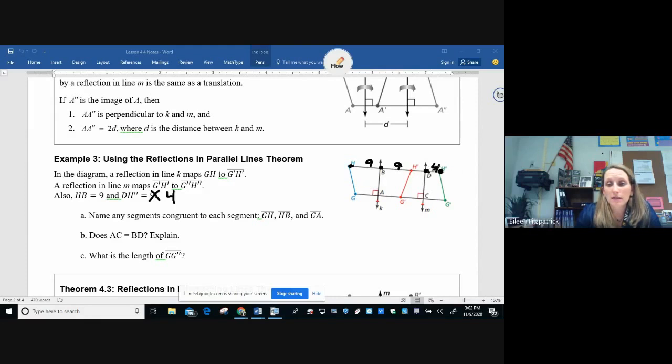And if from D to H double prime is 4 units, then what's the distance from D to H prime? Again, if we reflect it over the line, it should be the same distance, so that's a 4 as well. All right, so if I wanted to, and I might need to, if I wanted to know the length of the entire segment, or from H to H double prime, I can now just add and get the entire length. All right, so it says, name any segments congruent to each of the following. So let's try to figure this out.